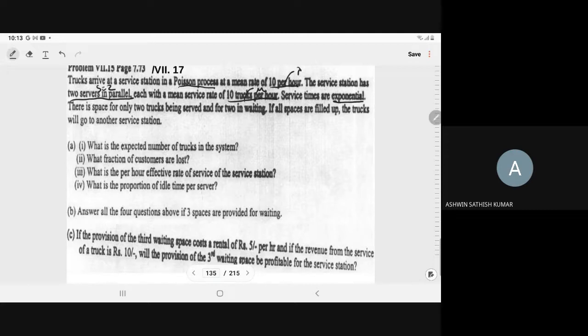Service times are exponential. So when the service time is exponential, this is an example of M/M/2. There is space for only two trucks being served and for two in waiting. It means we have limited space. So when we have limited space, what is given to you? Anyone, please? Yes, please try.